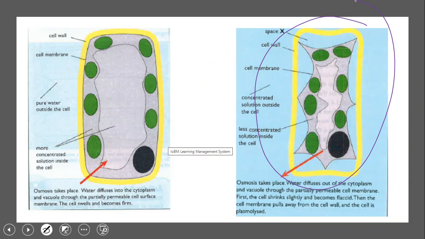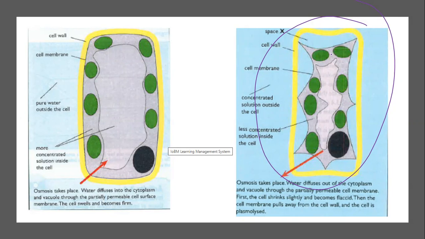Who is moving? The cell membrane. The cell membrane is going to start to pull away. It's going to start to detach from the cell wall and slowly shrink inside. If you look at it, you will see the size of the vacuole is also decreasing. So the cytoplasm is shrinking, the vacuole is shrinking, the cell membrane is shrinking, but the cell wall will stay exactly where it is. This is where it is different from the red blood cell.